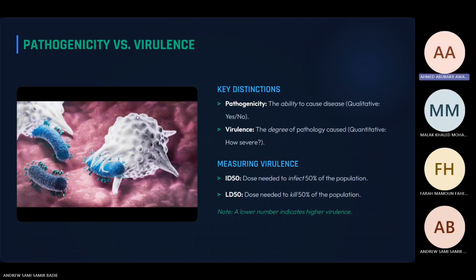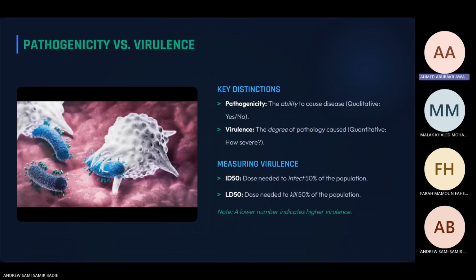Okay, so I'm going to continue. Virulence is like a scale, so it's going to tell us how much disease the bacteria cause, how fast it is, how deadly it is, or how severe it is. There are two numbers that we can use to measure the virulence of the bacteria.